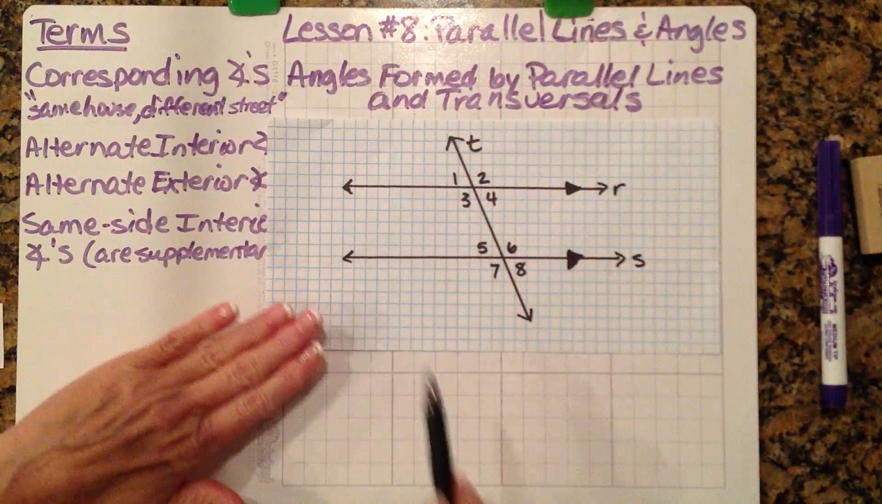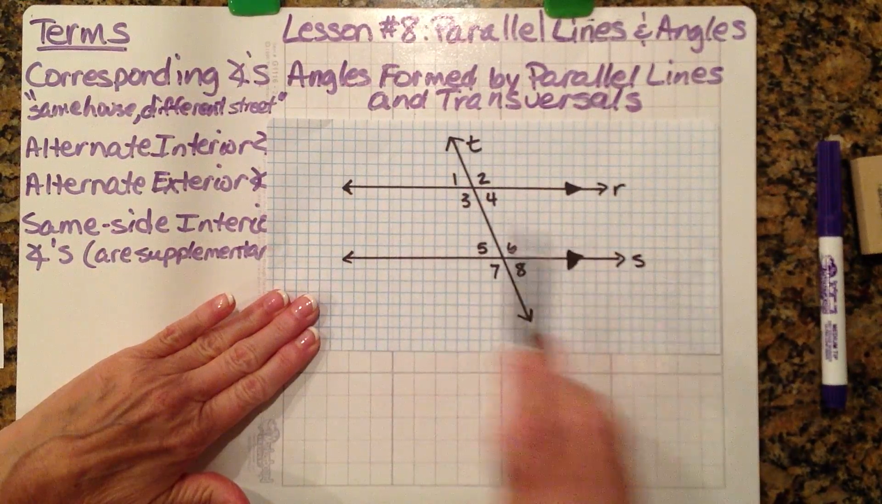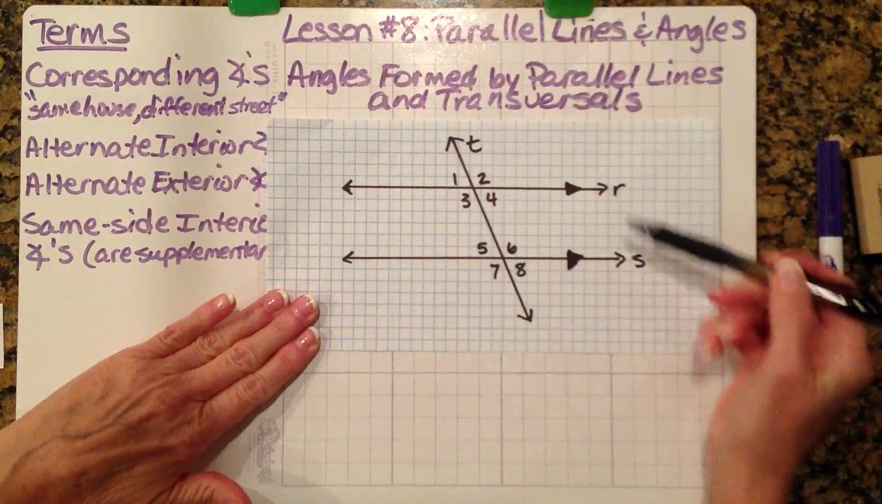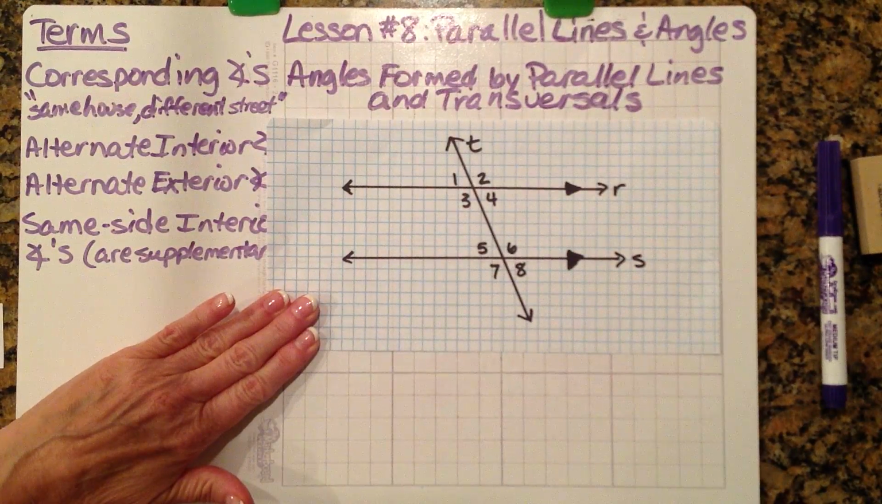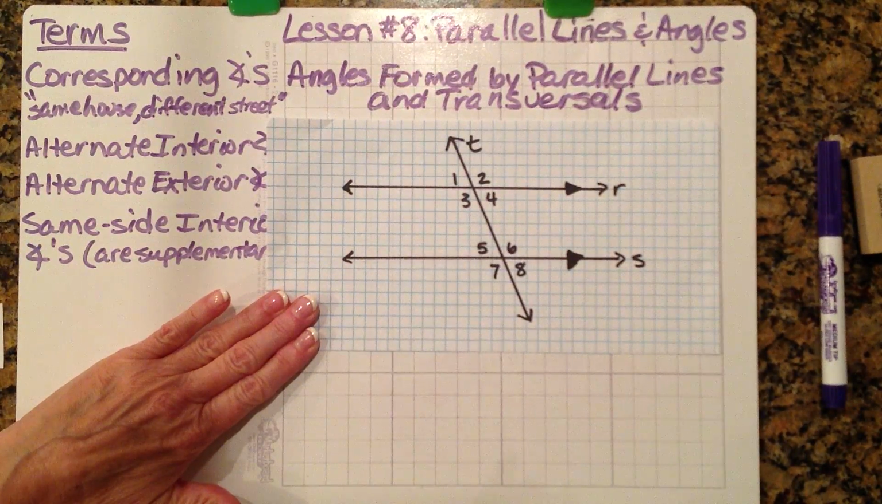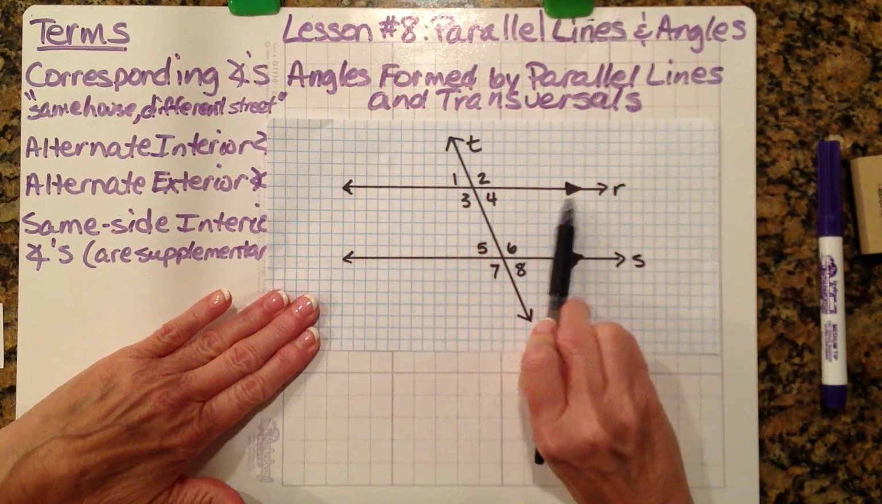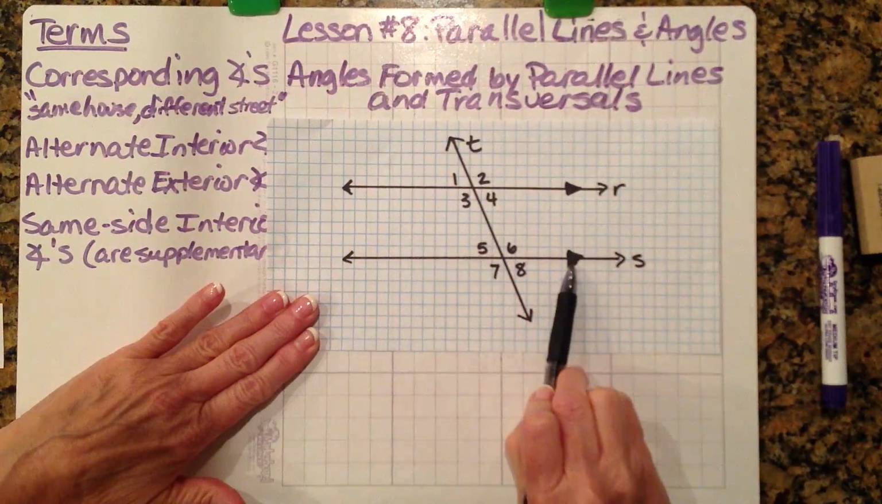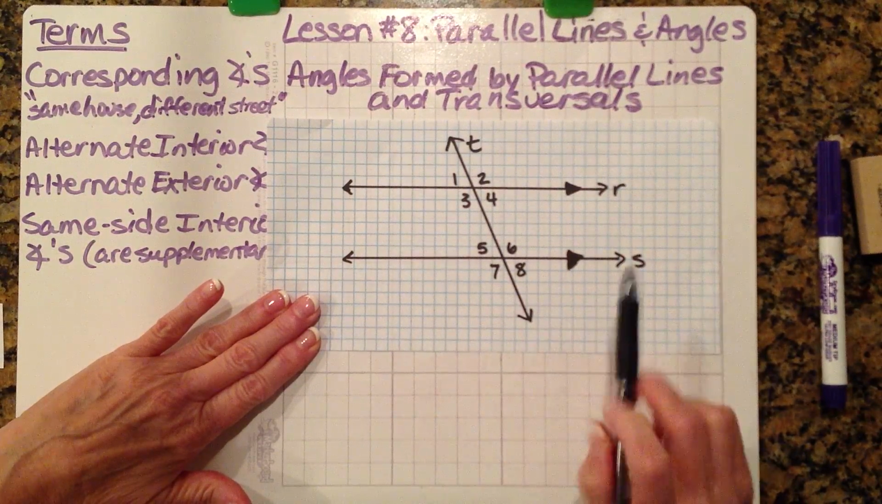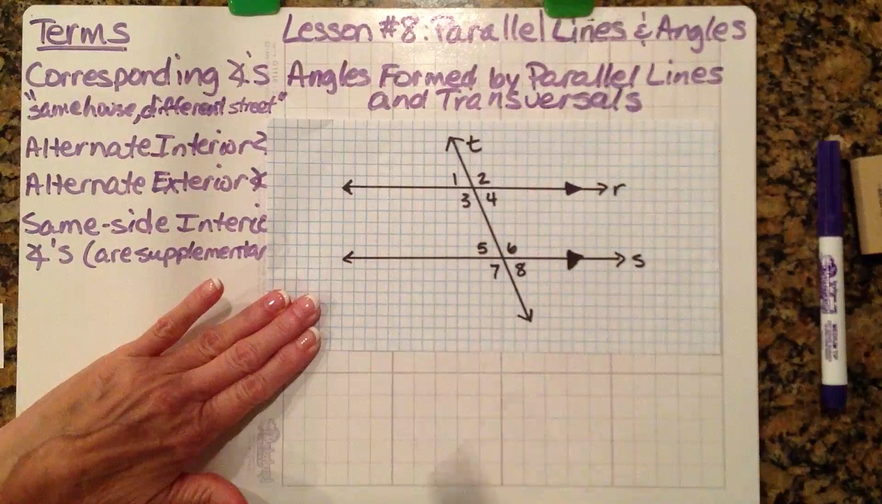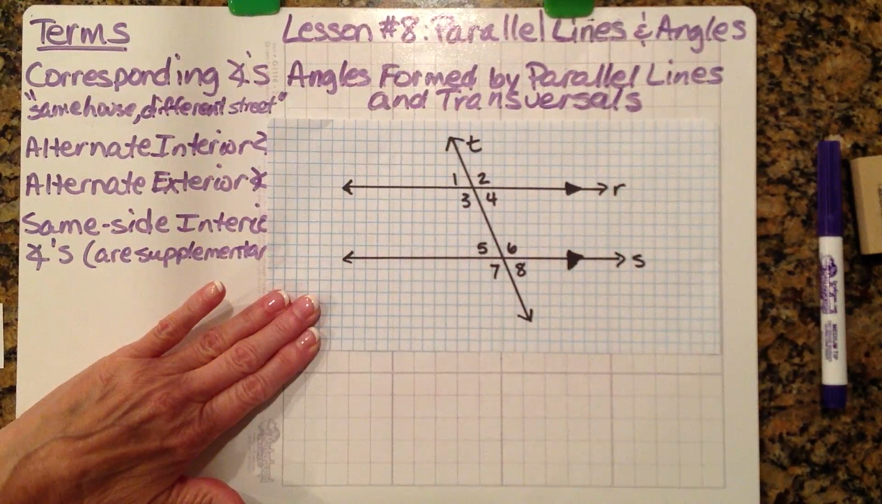So if we have two parallel lines, right here we have R and S that are parallel to each other. How do you know they're parallel? If you will look right here, see this little darkened arrow? This little darkened arrow is a symbol telling you that these two lines are parallel to each other.